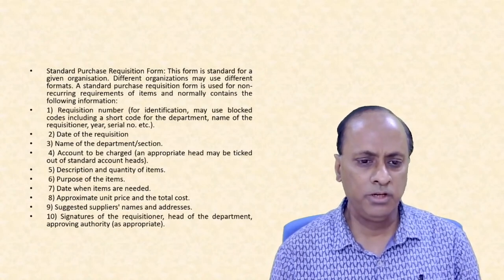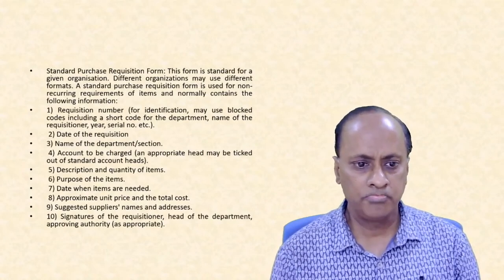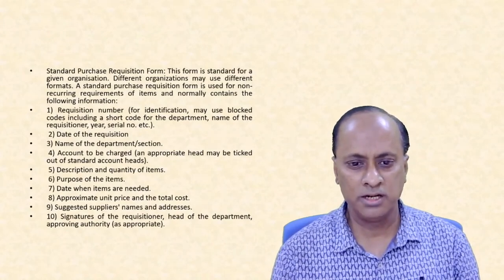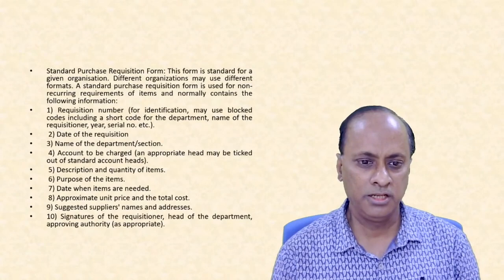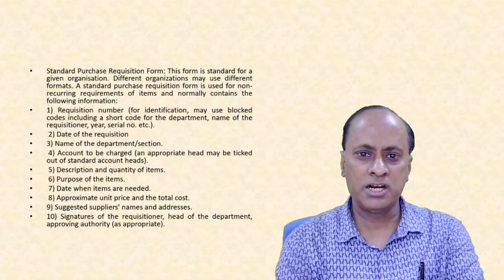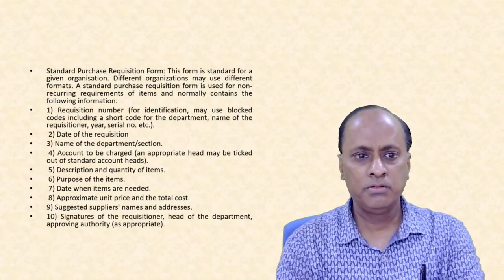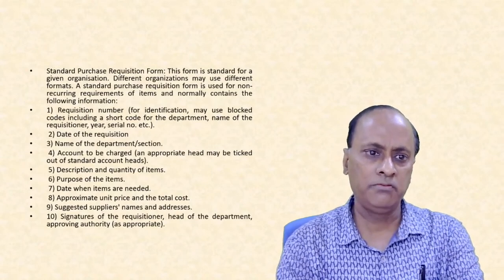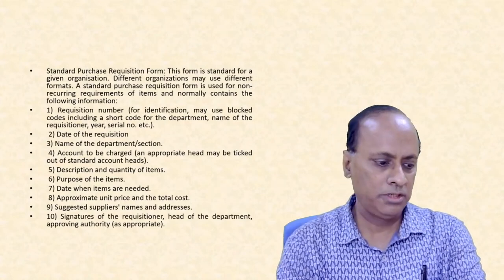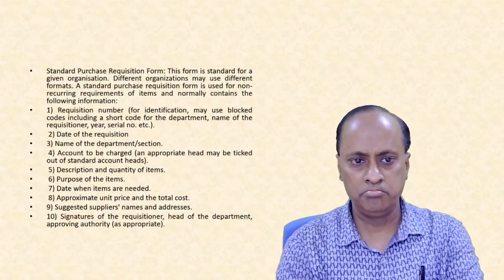And the appropriate unit price of each material, what the total cost is, the suggested supplier's name and address, and the signature of the requisitioner and the head of the department or approving authority as appropriate. So the standard purchase requisition form is called standard because it is fixed for a given organization. This is the same, but a different organization may use different formats. It is used for non-recurring requirements. Non-recurring means items that are not required every day, and it normally contains the following information.